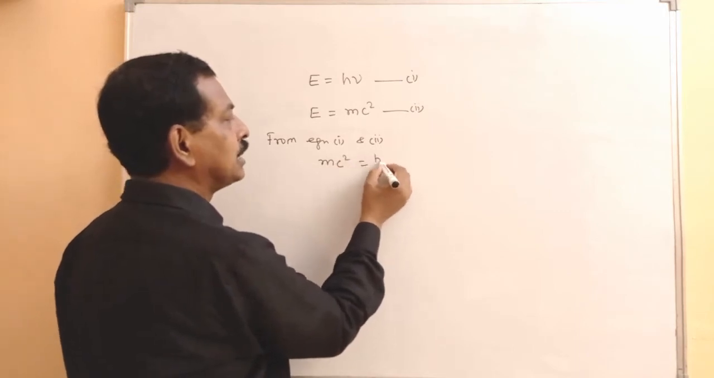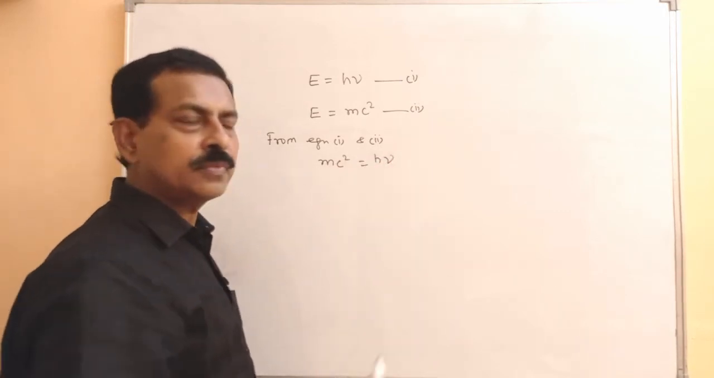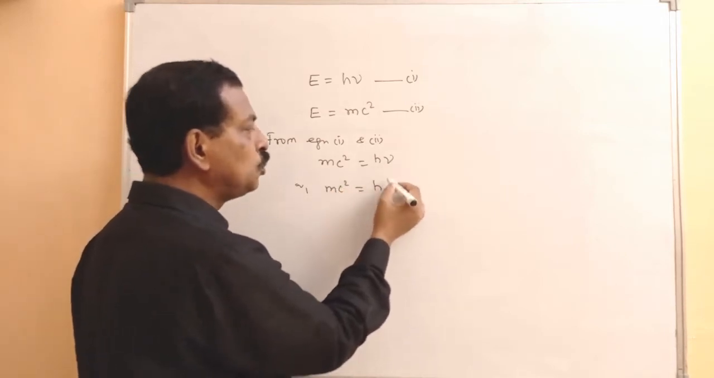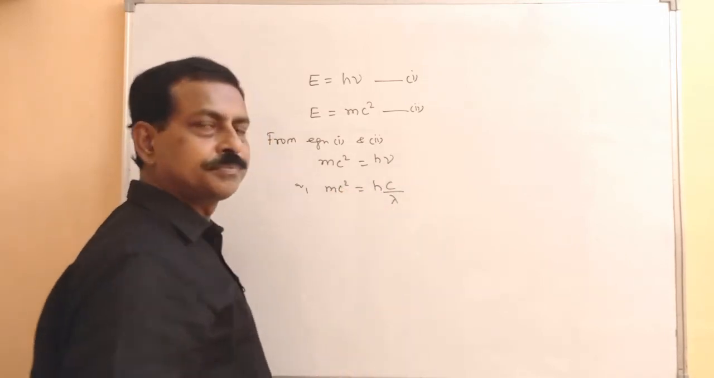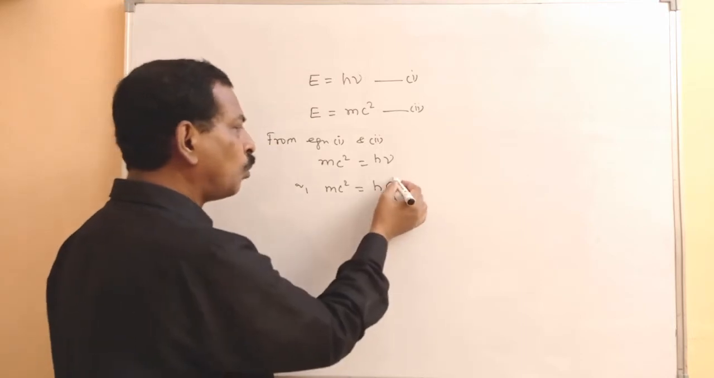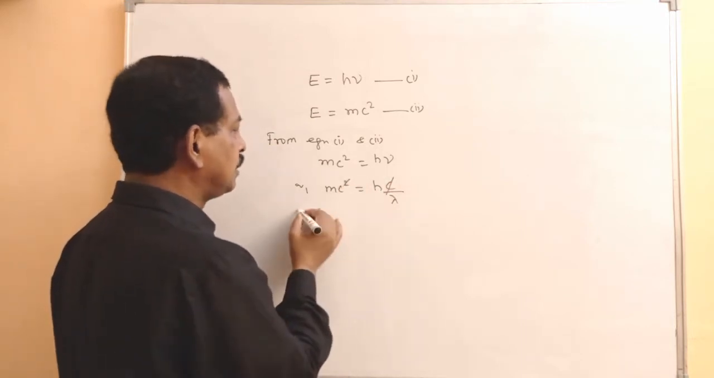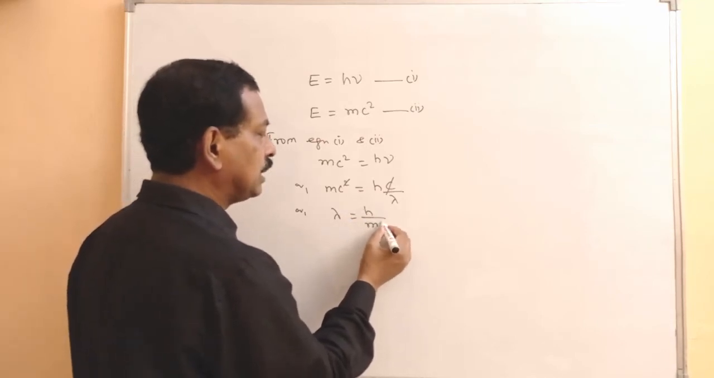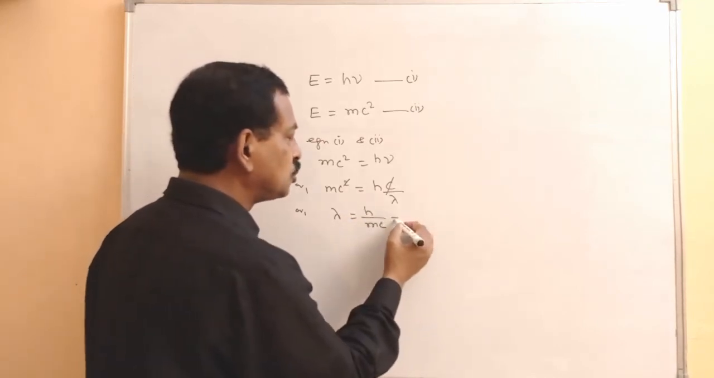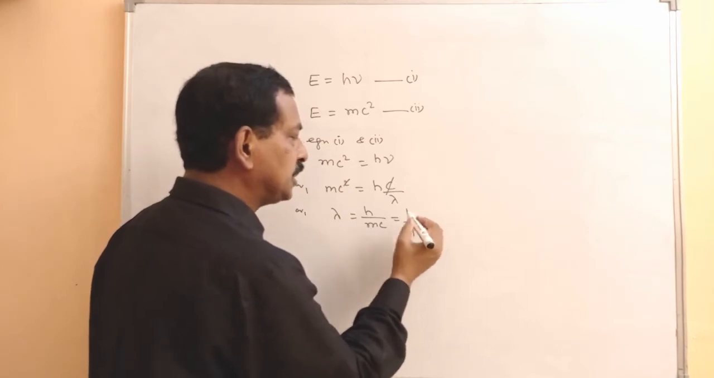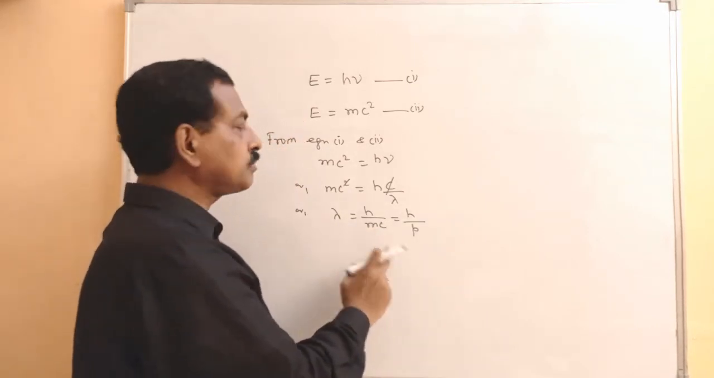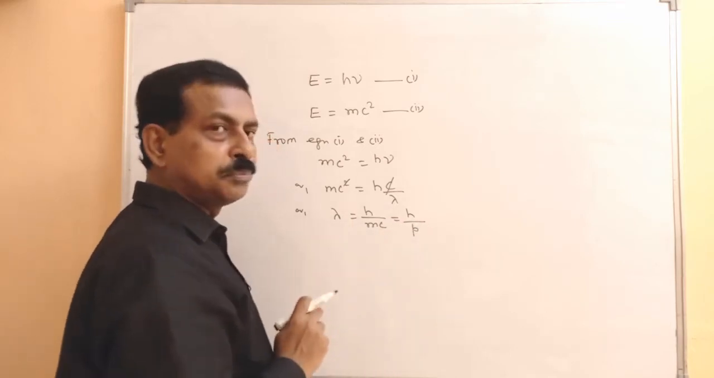mc squared is h nu, or it can be written as mc squared equals h times nu, and nu we can write as c by lambda. So one c we can cancel, and now we have lambda equals h by mc. So this is h by p, where mass into speed is p.